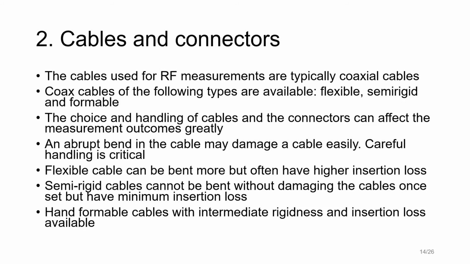There is another type of cable called the hand formable cable, which is of intermediate rigidity and insertion loss. So it's not as rigid as the semi-rigid cables and it's not as flexible as the flexible cables, but also the insertion loss is somewhere in between the insertion loss of these two types of cables. Such cables may, for example, have a tin-filled copper outer conductor braid to achieve hand formableness.